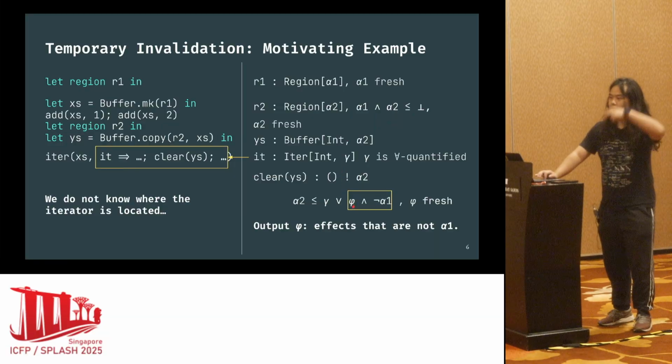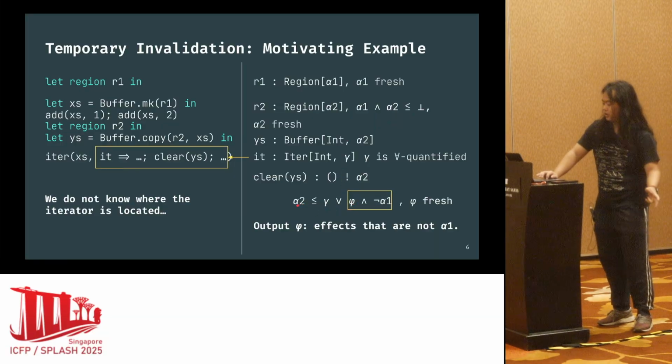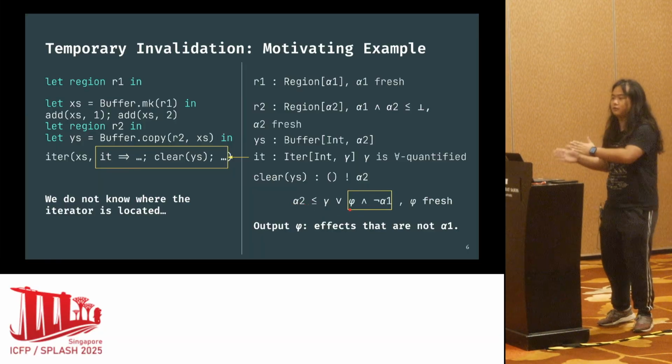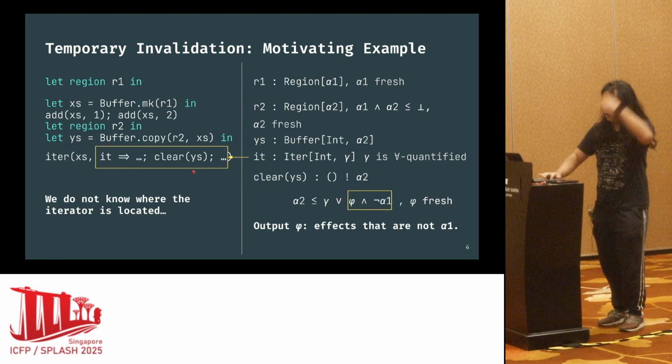And this phi is a flexible type variable. Later we will see that we can use alpha 2 to constrain this phi, and later we use this phi to describe the effect of the whole application.